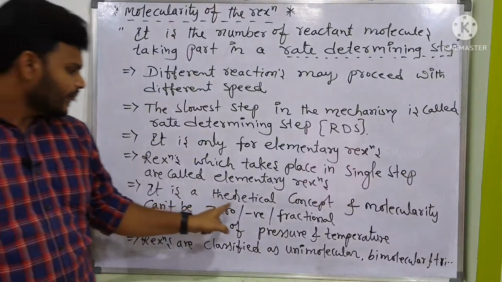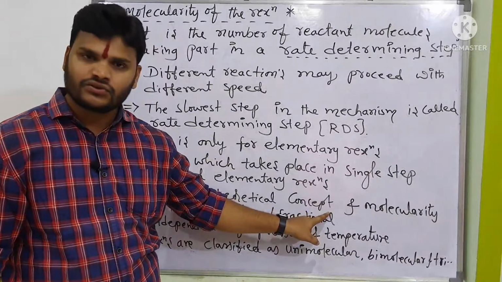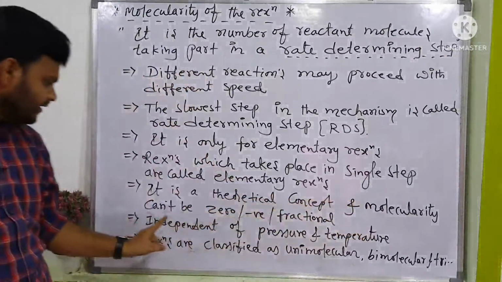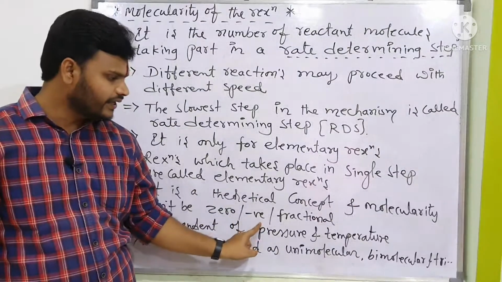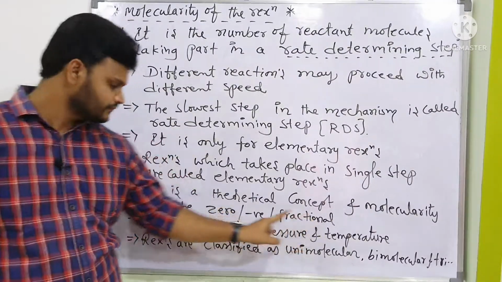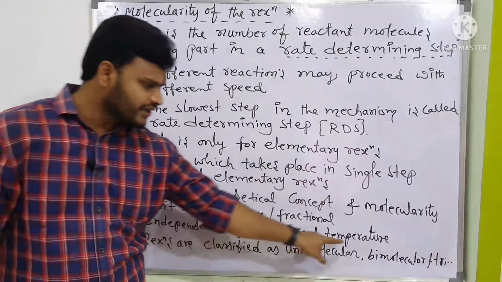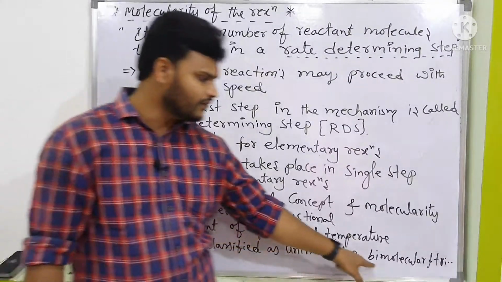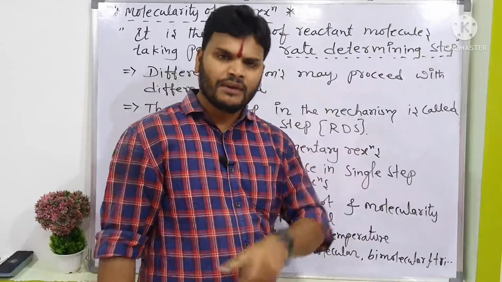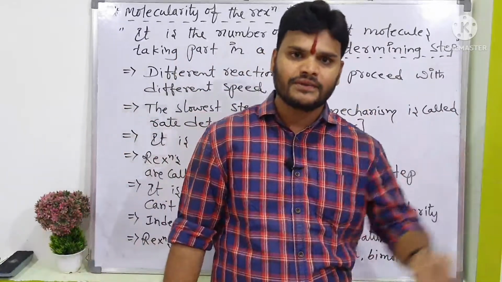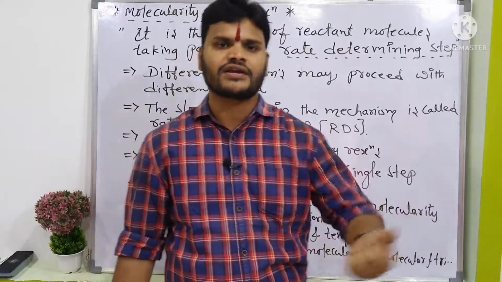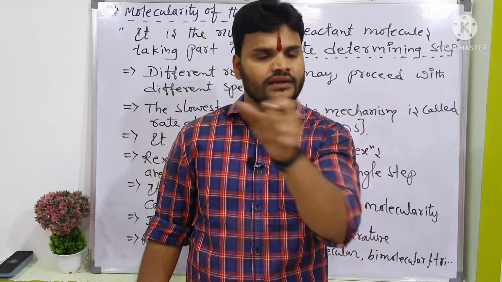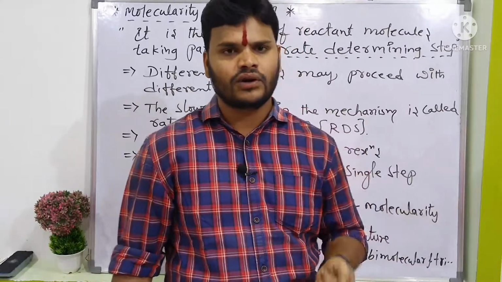Next, it is a theoretical concept. It is not an experimental concept. And molecularity cannot be zero or negative or fractional, and is independent of pressure and temperature. Next, reactions are classified as unimolecular, bimolecular, trimolecular, like that. But when it comes to order of reaction, order may be zero or positive or negative or fractional. But when it comes to molecularity, only integers, like 1, 2, 3.